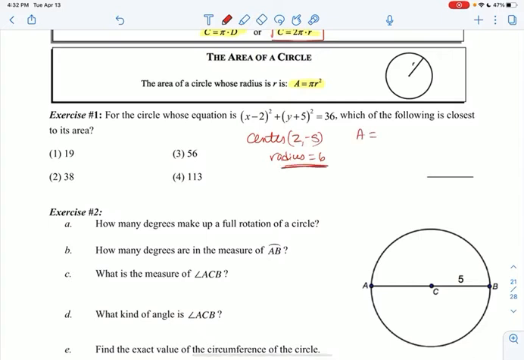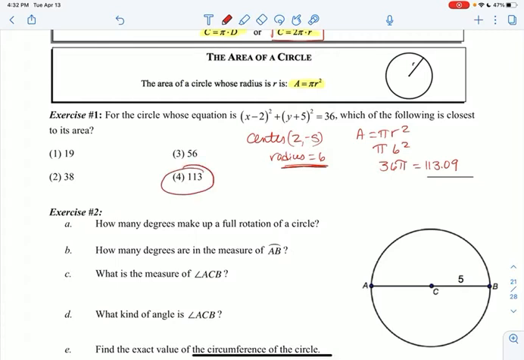So area of a circle is pi r squared, pi times 6 squared. So that's 36 pi. I do that in my calculator, and I get 113.09. All right, so closest to 113.